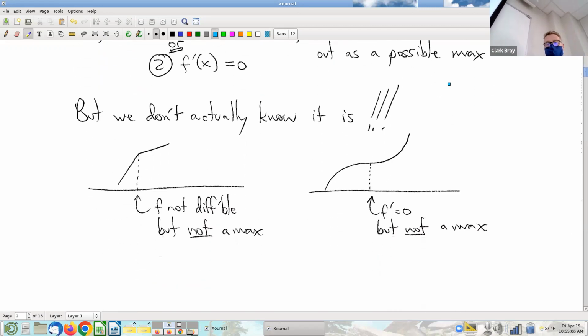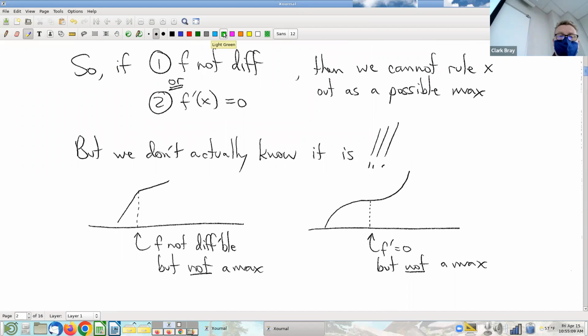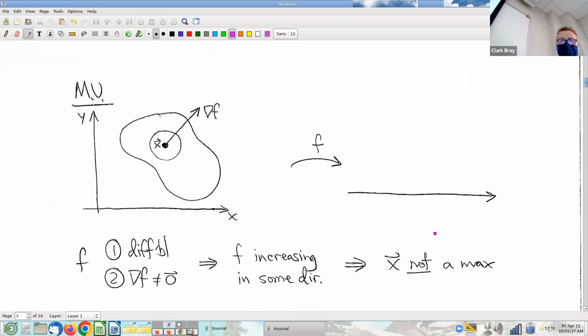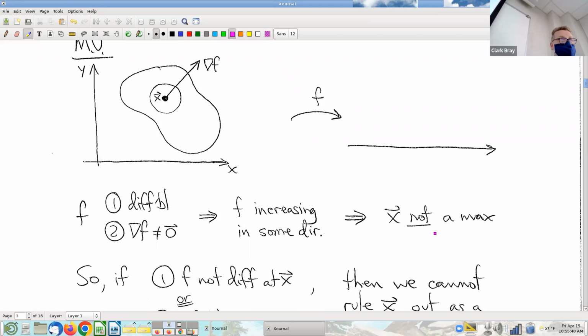And so always keep in mind these examples. Here is a point where f is not differentiable, but it's also not a max. That's a critical point, sure, but it's not a maximum. And likewise, here's a point where the derivative is zero. It's not a maximum. Okay. Very, very similar argument that we're going to make in the multivariable case. Again, keep in mind, we're looking in interiors.